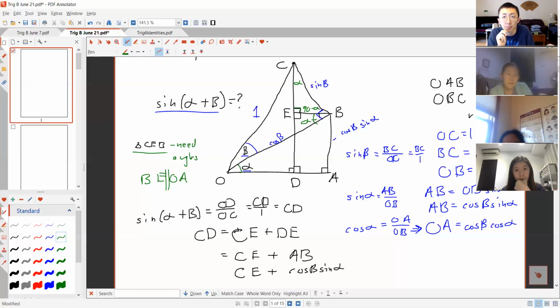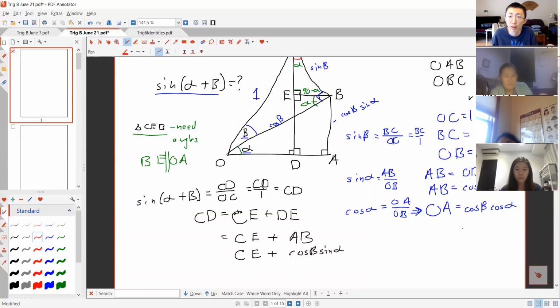Cosine alpha equals sine beta. Sine beta over CE. The other way around, right? Oh wait, no, sorry. CE over sine beta. Yeah, so cosine of this angle, alpha, right here, it's equal to CE over CB.